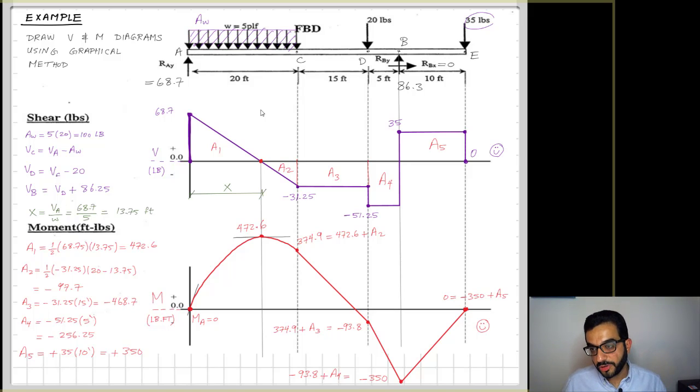And by looking at the beam, I can now get the values that will be input to the design of the cross section of the beam. So I know now that the maximum shear developing in the beam is equal to 68.7, which is the reaction at A. And also the critical section for moment happens somewhere between A and C, and it's equal to 472.6. That's the absolute moment value.